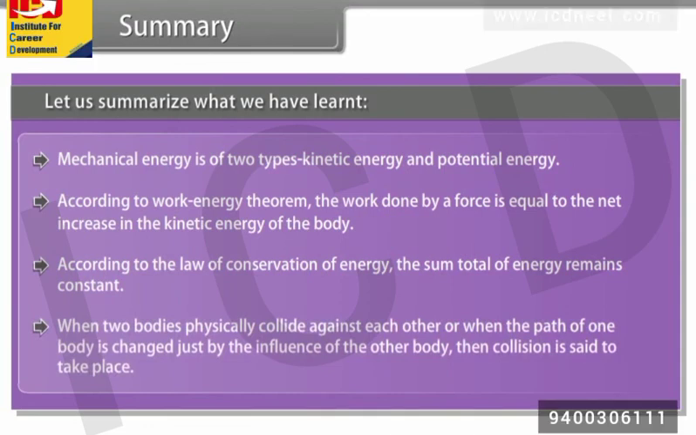When two bodies physically collide against each other, or when the path of one body is changed just by the influence of the other body, then collision is said to take place.